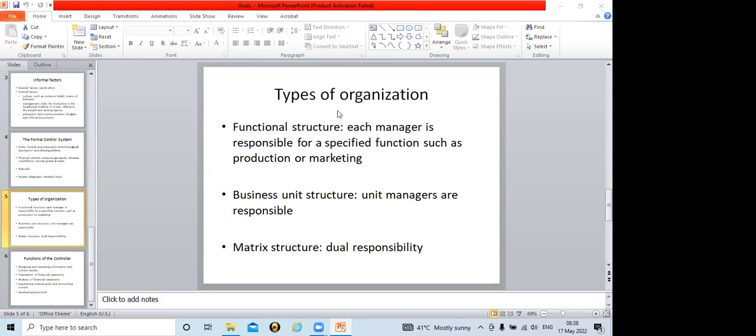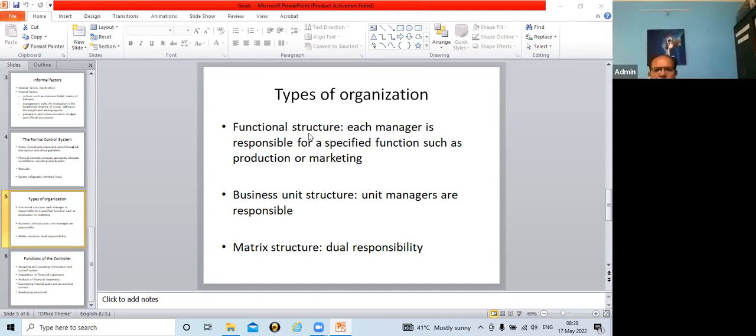Now let us understand the types of organization. Functional structure, like the marketing division, HR division, production division, finance division. These are nothing but functional examples. Each manager is responsible for a specific function, such as the production manager, or in the marketing department there will be a marketing manager, and in the sales department a sales manager.